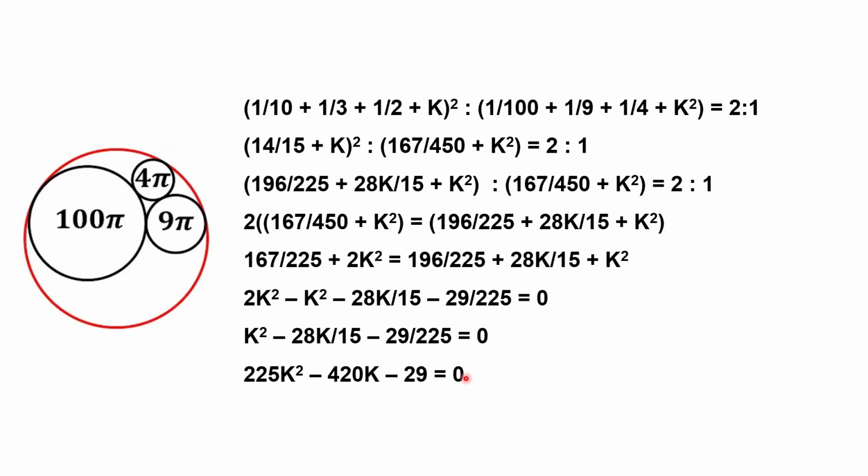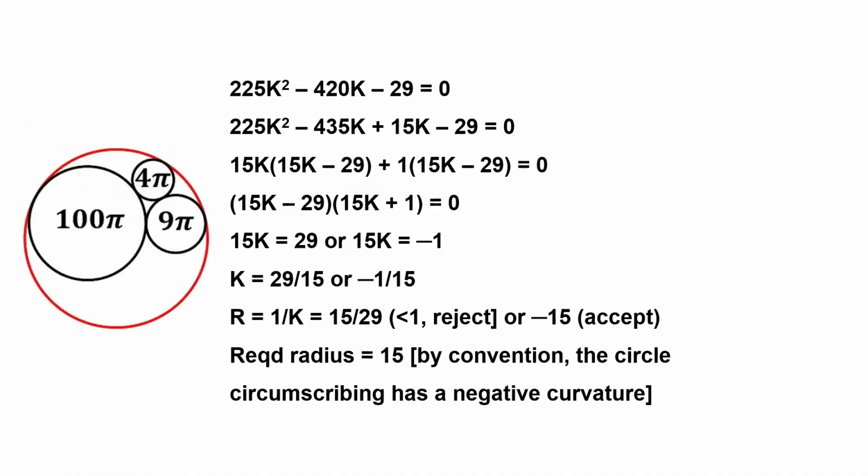Now we will solve this quadratic equation to get the values of K, two values, but one of which we will reject. When you factorize this quadratic equation, you can see how we have factorized. We are getting K equal to 29 by 15 or minus 1 by 15.